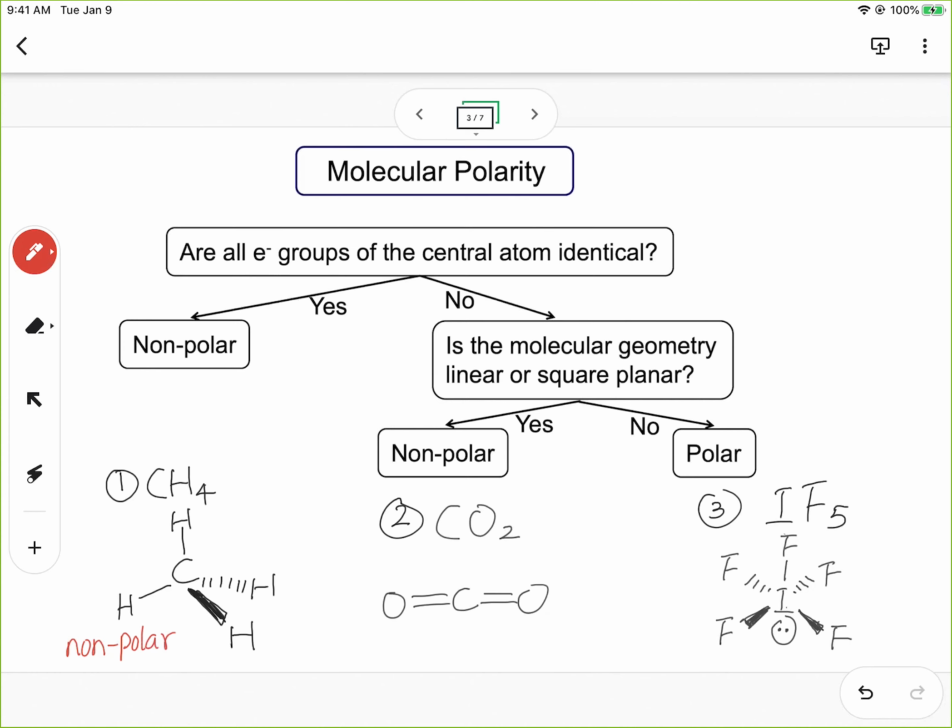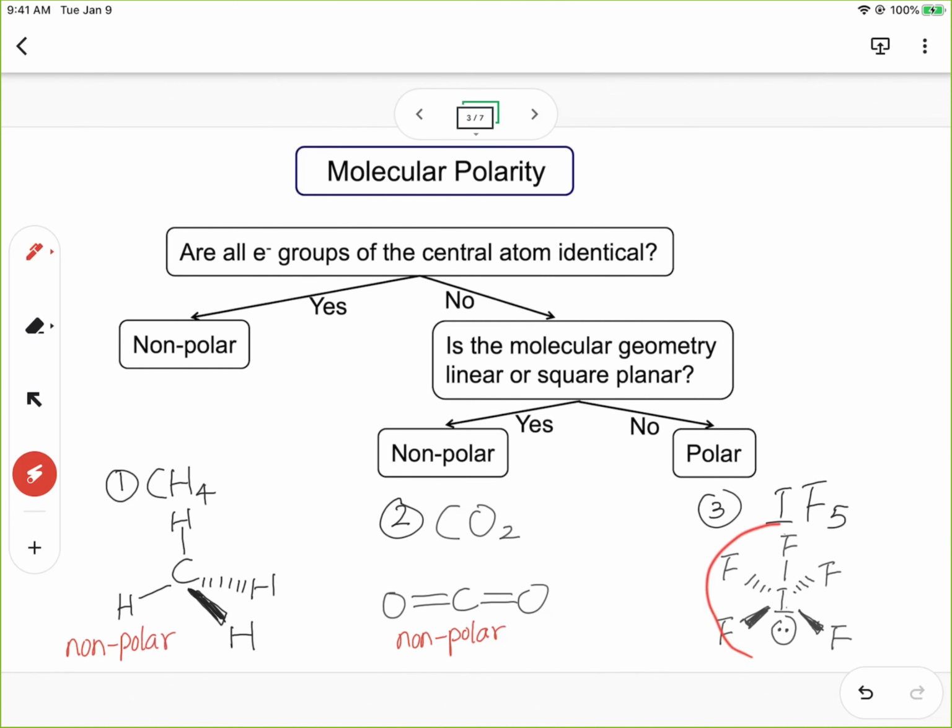CO2, well, we know that this molecule is nonpolar already from the previous slide, but let's use this chart and just confirm. Lewis structure. Okay. First question, are all electron groups of the central carbon identical? You have two identical C=O double bonds. They are identical, so the answer is yes. It's nonpolar. All right, now let's see the next one.